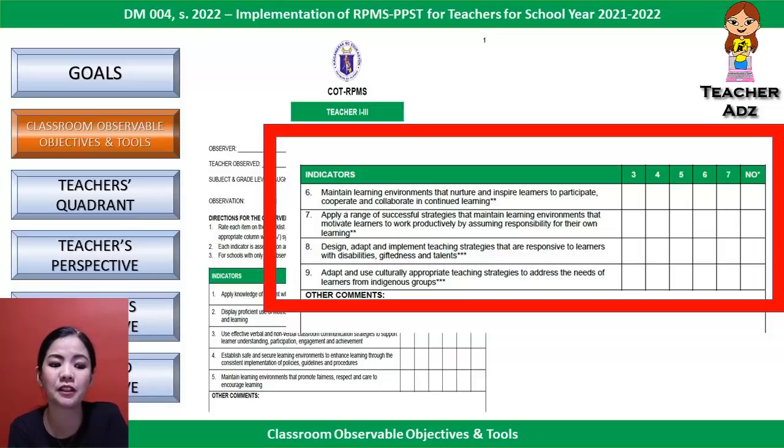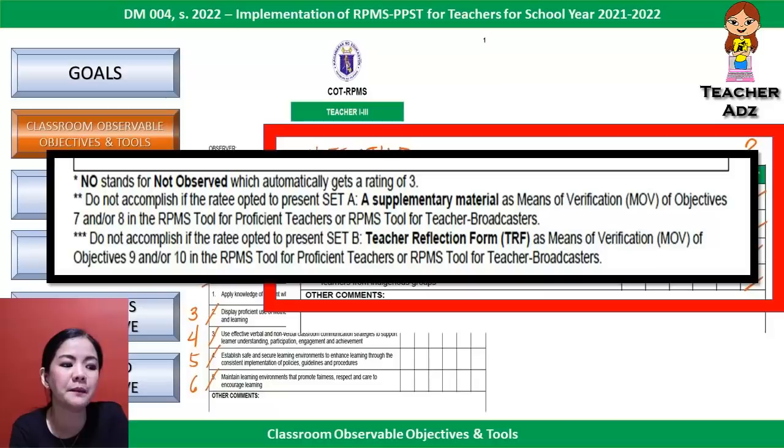If you will not be able to see it, kung kayo po ay mag-o-observe and you're not able to see it in the observation, what should you do? Should you check NO? Lalagyan nyo po ba? Kasi nakalagay NO, so not observed. Are you going to put a check mark on it? Kung lalagyan nyo po yan, the answer is no. Why? Because NO stands for not observed, which automatically gets a rating of 3. Okay? So, ayaw naman ni teacher na makakuha siya ng 3 dyan. Okay? So, kailangan lang pag-usapan.